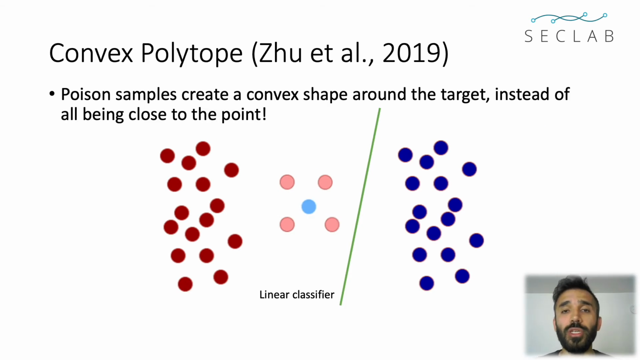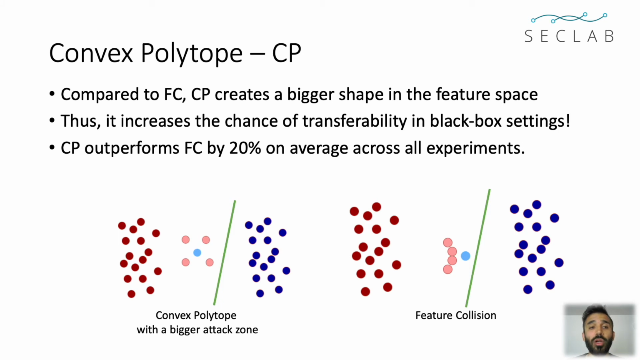To mitigate this limitation, the Convex Polytope attack was proposed. In this attack, poison samples create a convex shape around the target instead of all being close to the target. This is based on the mathematical guarantee that if you have a linear classifier that classifies a set of points X into class P, then every point inside the convex hull of X will be classified to P by our linear classifier. The authors of CP argued that compared to FC, feature collision, CP creates a bigger shape in the feature space, so it increases the chance of transferability in black box settings. Although this is just an intuition, they have shown that CP outperforms FC by 20% on average.